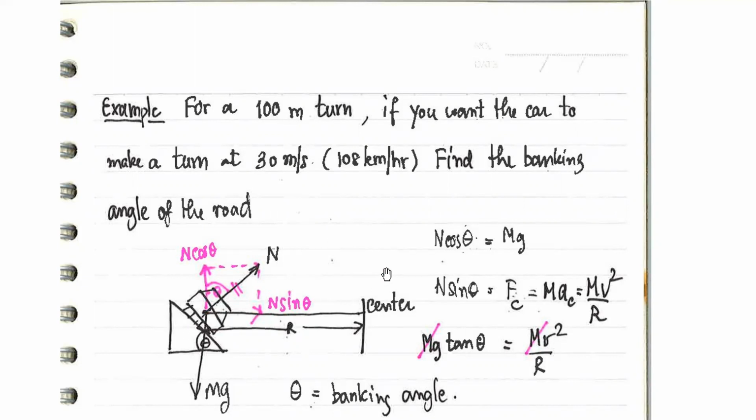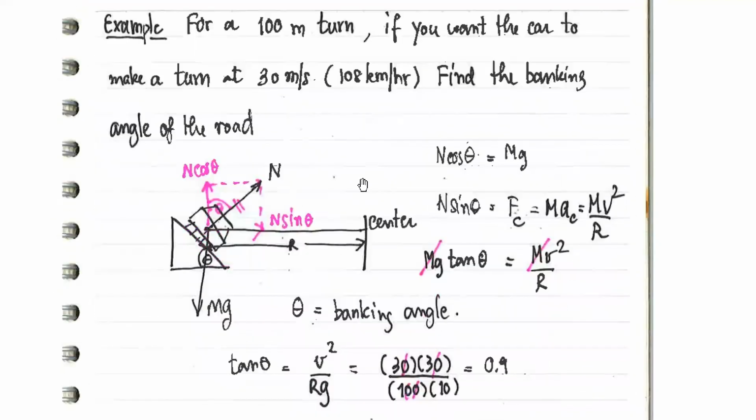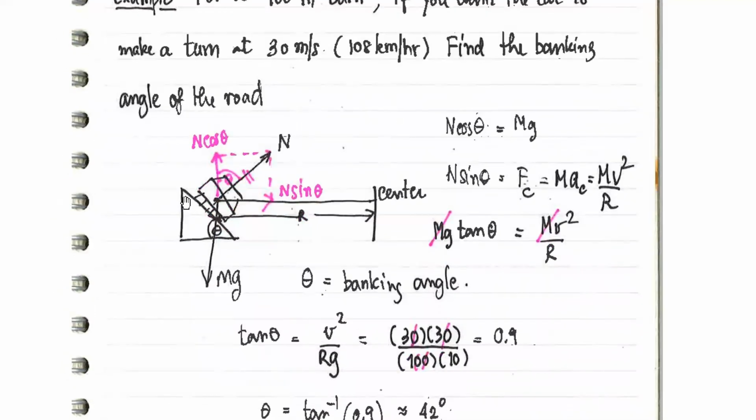So in this case, we have a banking effect. We bank the outer edge of the road up by the angle theta. By doing that, the normal force on the car is going to tilt from vertical by the same angle theta. And the weight of the car is still there. You can break the weight into two forces, but it doesn't help.